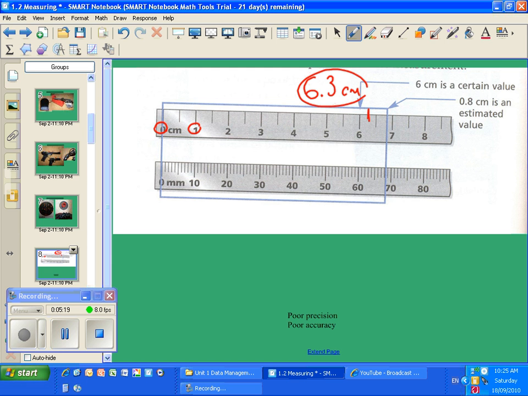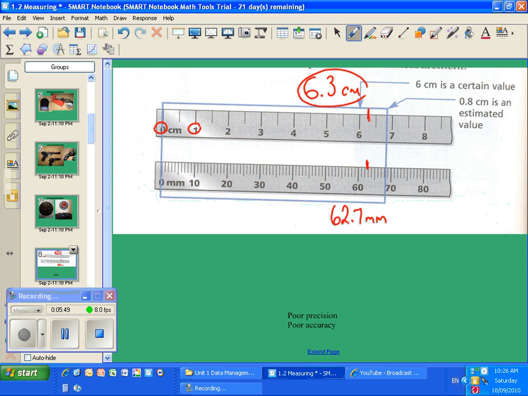The bottom one's much easier. If I was to put the same mark down here, I could say, okay, that is 60 millimeters, 61, 62, and I would say probably it's about 62.5 or 62.7. So let's put that down as the answer, 62.7 millimeters. Even though we're measuring the same distance, using a different tool makes us more precise.